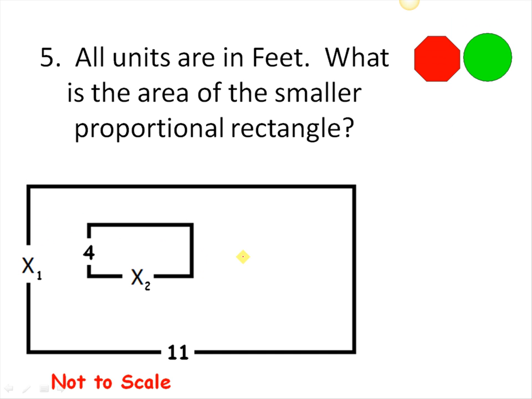Alright, number 5. It's exactly the same drawing. All units are in feet. What is the area of the smaller proportional rectangle? We don't know this information, but we do know that this line has been dilated by a factor of 2, so it is twice as long as this. So half of 11 is 5.5 feet, and this is 4 feet over here.